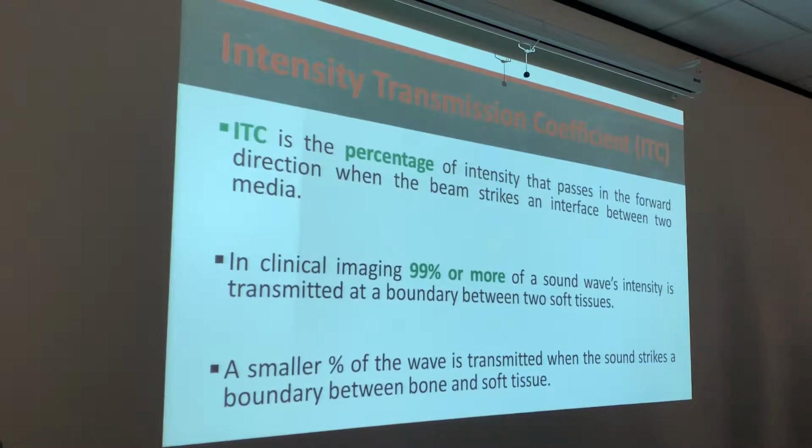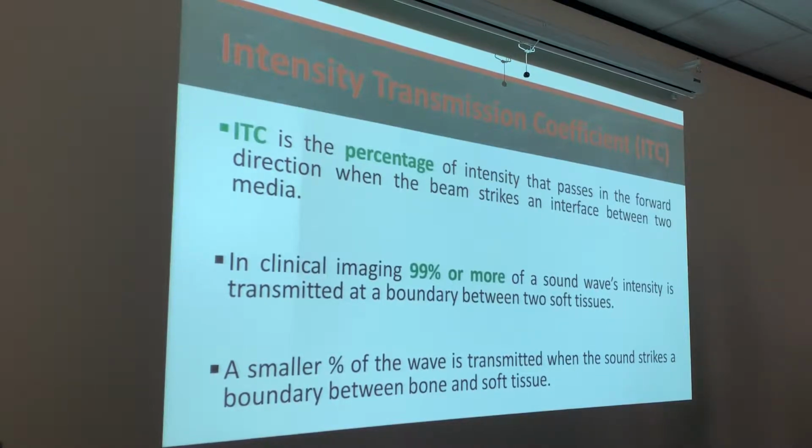In clinical imaging, 99% or more of the sound wave's intensity is transmitted at the boundary between two soft tissues. Be careful when we ask these questions, guys, because if I ask you something about an intensity reflection coefficient or intensity transmission coefficient, that means I need that number in a percentage, right? If I'm asking you about intensity, you can just give me the number with watts per centimeter squared. So be careful when you're reading the questions.